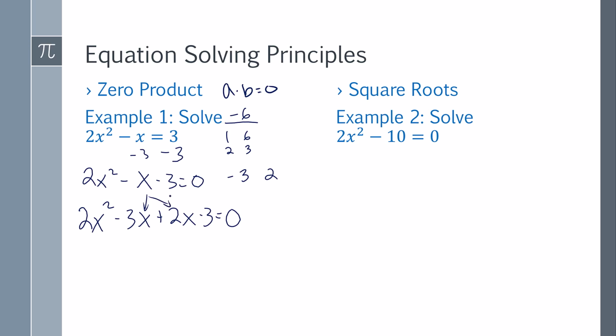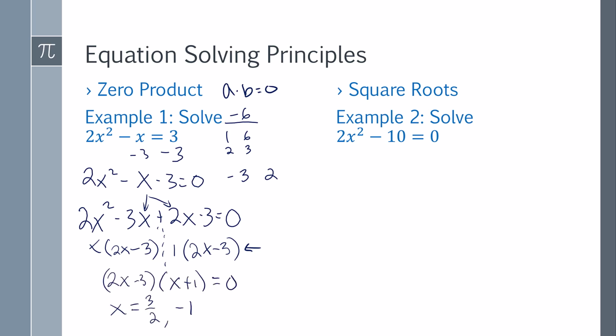Now I can do factor by grouping. And so there's an x in common on the left side. There's a 1 in common on the other side. Now with this statement here, there's a 2x minus 3 in common. And so factor out the 2x minus 3. And then once it's factored, remember this is your a, this is your b. So you can set each one equal to 0. So 2x minus 3 equals 0. If you solve, you get 3 halves. x plus 1 equals 0, and solve, you get negative 1.